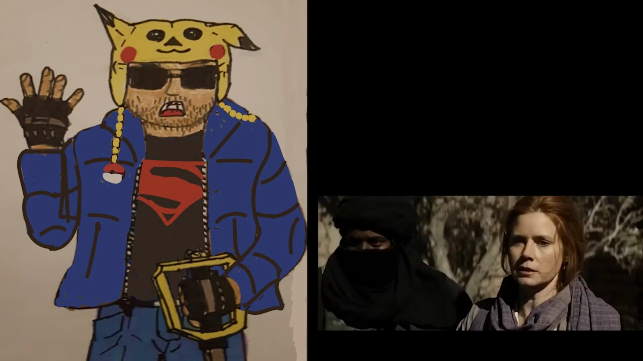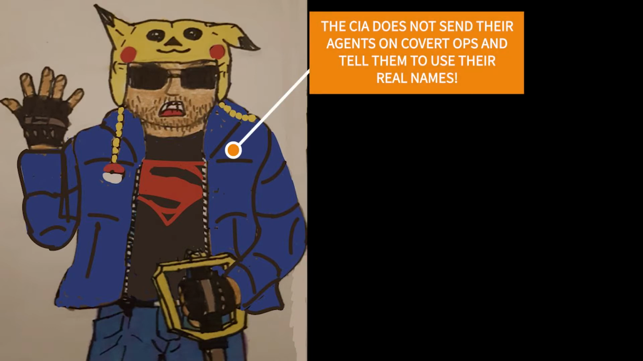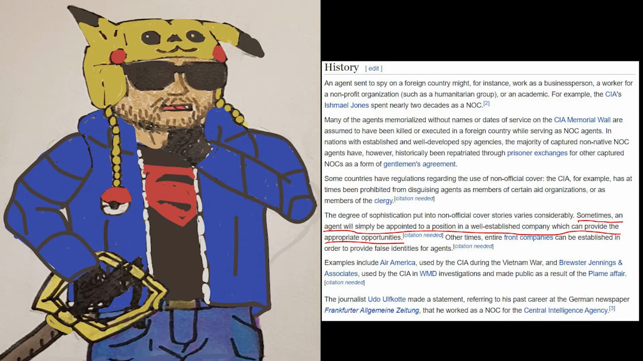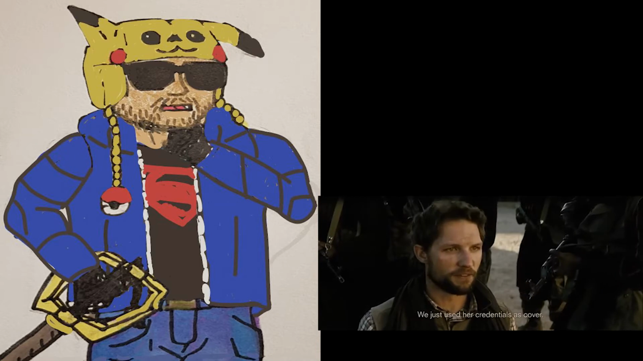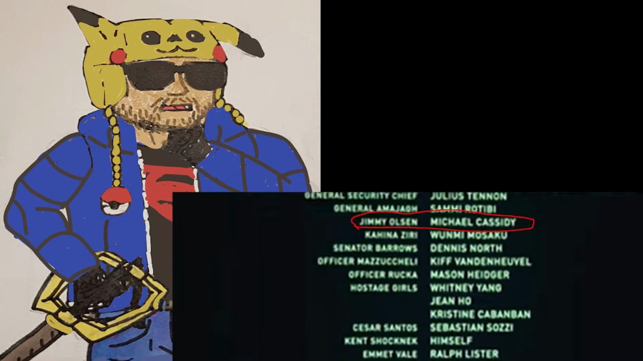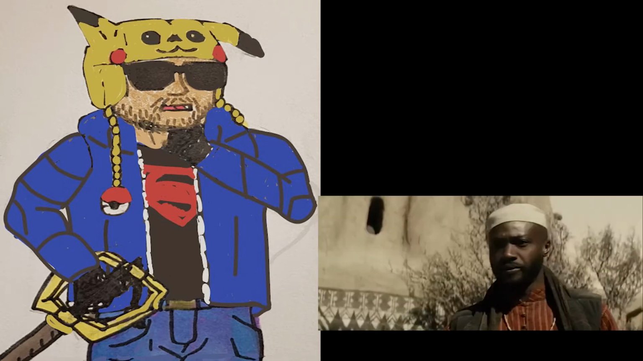Since the character is exposed as a NOC, meaning non-official covert operative, I took some time while writing this script to try to find any confirmation of the common sense assumption that the CIA does not send their agents on covert ops and tell them to use their real names. The best I was able to find was this paragraph from the Wikipedia page, which nods to better suggest that this CIA agent was using the name Jimmy Olsen as an alias, and his real name might as well have been Stan Smith. And I do know that the end credits have this actor credited for having played Jimmy Olsen, but if he is exposed for being a NOC, then I'm going to treat him as a NOC.